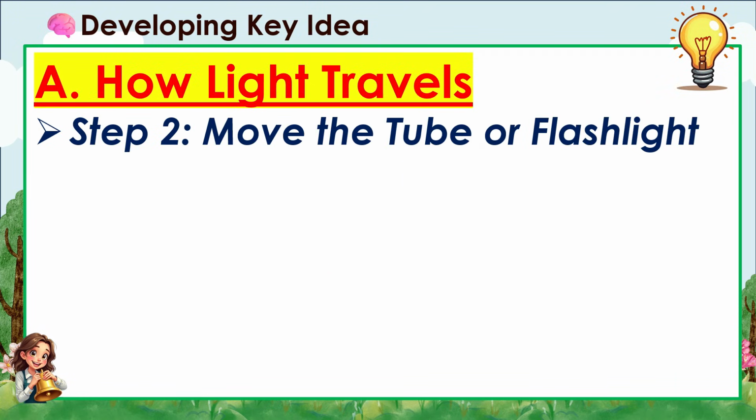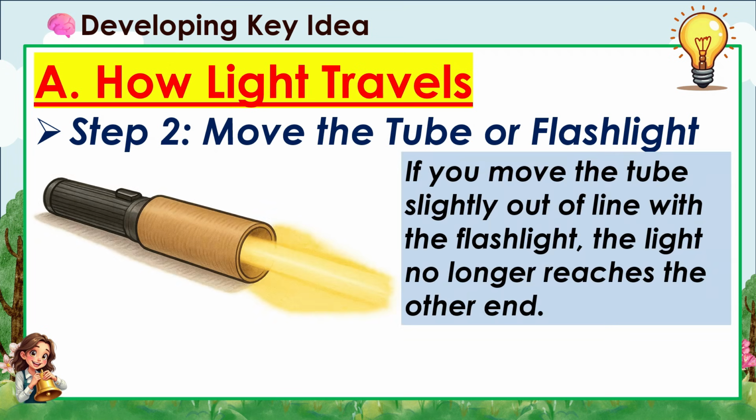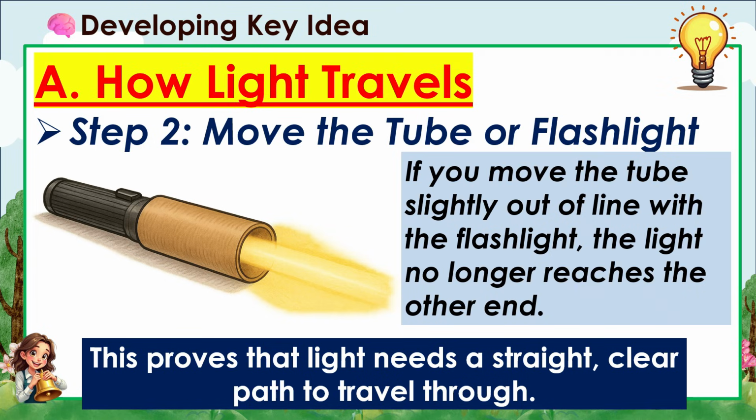Step 2. Move the tube or flashlight. If you move the tube slightly out of line with the flashlight, the light no longer reaches the other end. This proves that light needs a straight, clear path to travel through.